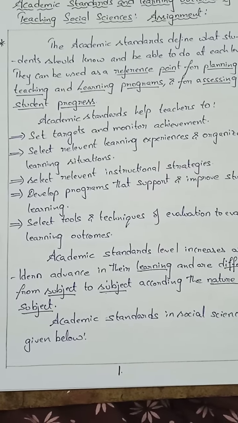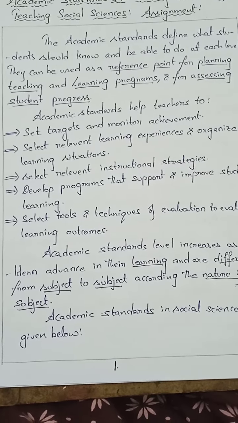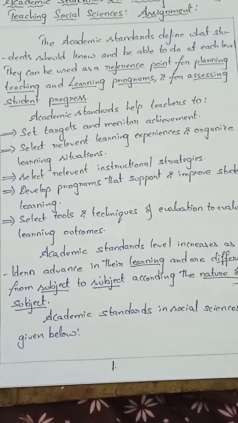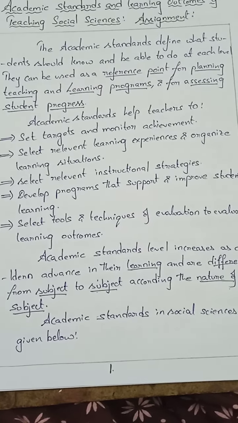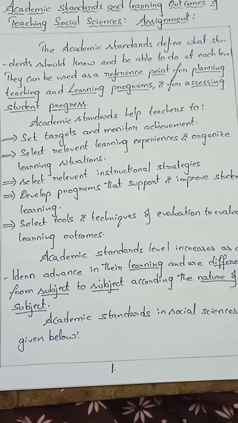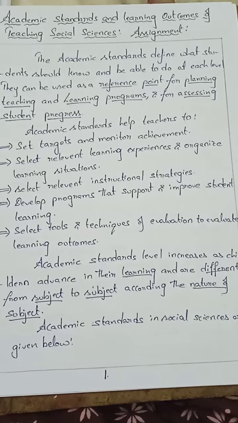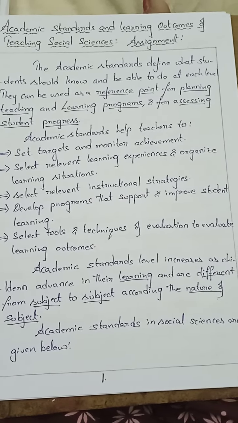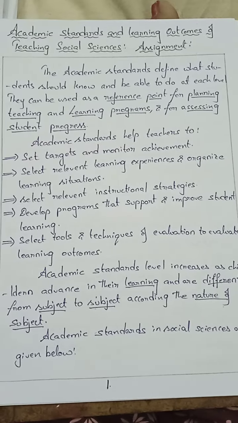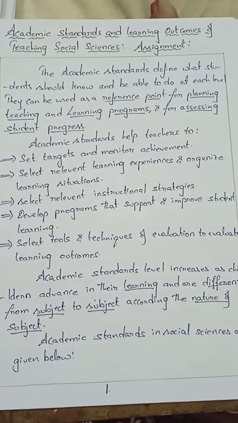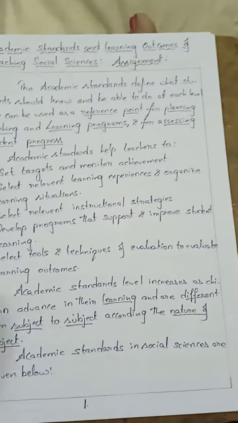Academic standards help teachers to set targets and monitor achievement, select relevant learning experiences and organize learning situations, select relevant instructional strategies, develop programs that support and improve student learning, and select tools and techniques of evaluation to evaluate learning outcomes. Academic standards levels increase as children advance in their learning and they differ from subject to subject according to the nature of the subject. Academic standards in social science are given below.